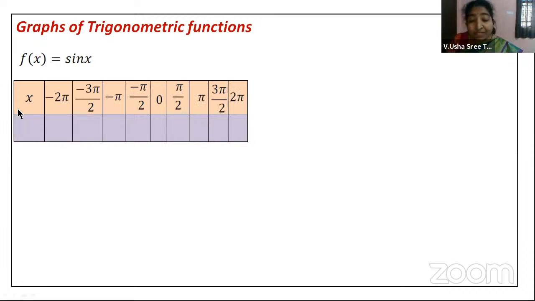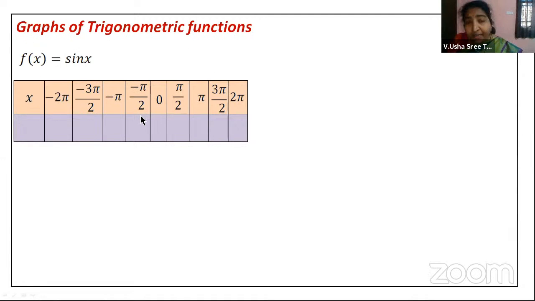So the values which we are choosing here for x are 0, pi by 2, pi, 3 pi by 2 and 2 pi, and the same angles with the negative sign. Now, hope by this time you are very familiar with what is pi by 2. Pi by 2 is 90, 3 pi by 2 is 270, pi is of course 180 degrees, and 2 pi is 360 degrees. And we are also taking the negative angles, that is minus 90, minus 180, minus 270 and so on.